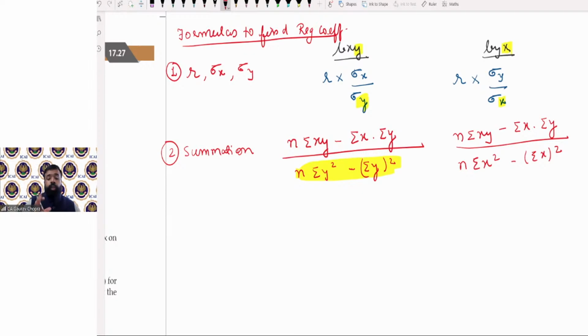Now you have to apply this formula and get the result. दोनों ही फॉर्मूले से आंसर सेम आएगा. There will be no change in the regression coefficients. फॉर्मूला आप कुछ भी यूज ले सकते हैं.